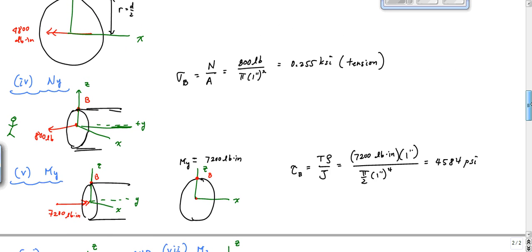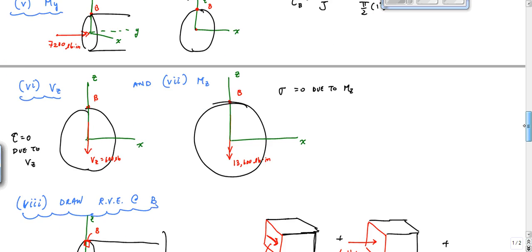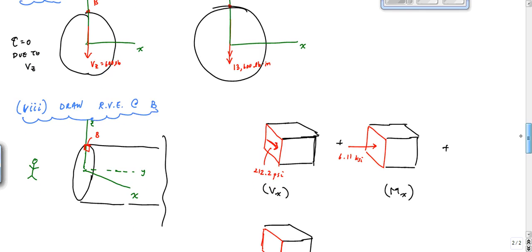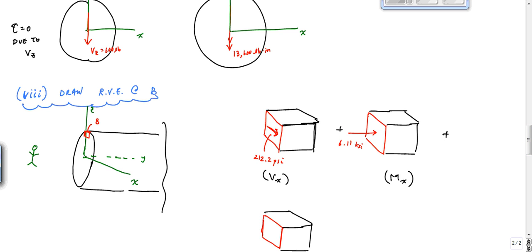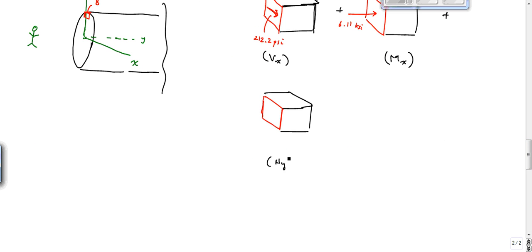All right, so here, let's see here, NY, right? So here, now we have NY. Let's look at this one as NY, right here. And the normal force on this surface, was it causing tension or compression? Tension, and what was the magnitude of that tension? 0.255 KSI. Awesome, right there.